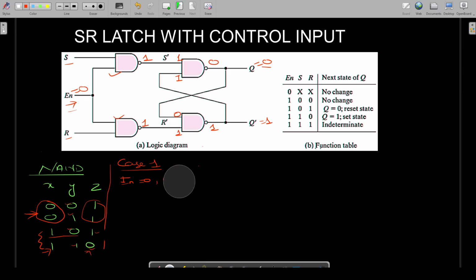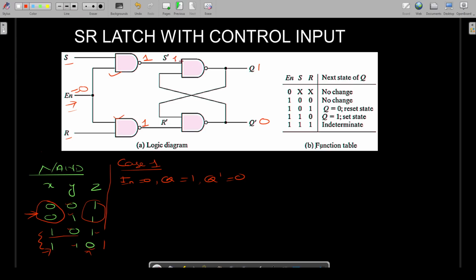So change the initial condition with enable pin equals to 0. Let's say Q equals 1 and Q dash equals 0. So now instead of 0 1, we have the inputs as 1 and here it is 0. Now what will happen? The scenario is going to remain the same. Let me wipe out the previous cases.